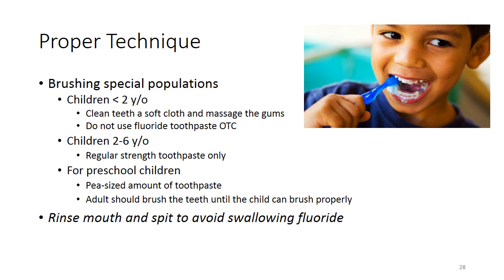For children under 2, rather than brushing, caregivers can clean their teeth with a soft cloth and massage the gums. Consult a dentist before using fluoride toothpaste in children under 2 years of age. Only regular strength toothpaste should be used for children ages 2 to 6 years old. For preschool children, caregivers should apply a pea-sized amount of toothpaste to a child-sized toothbrush and brush the teeth until they can brush properly. Children should be taught how to rinse their mouth with water and spit to avoid swallowing fluoride.